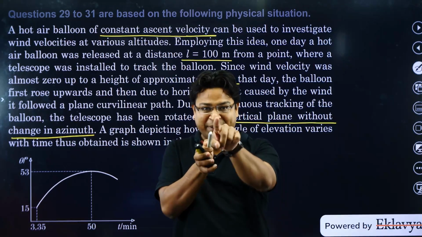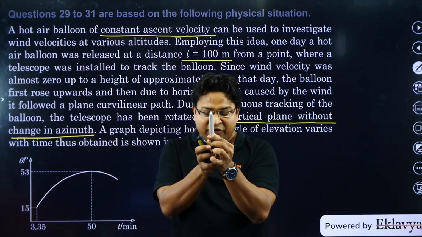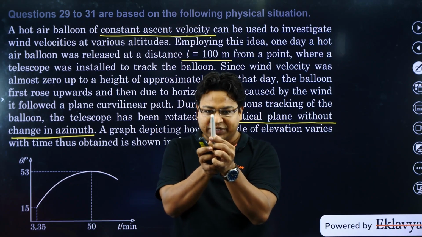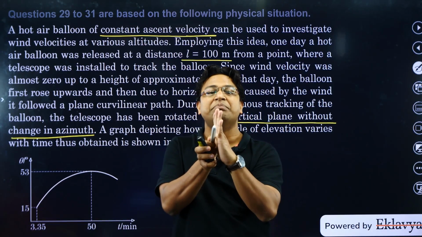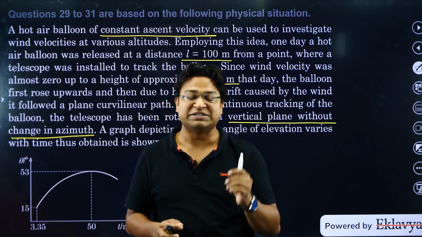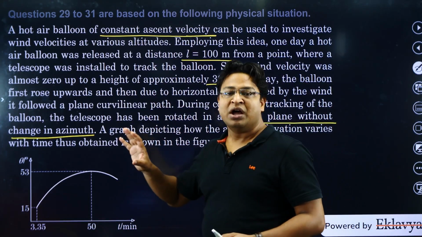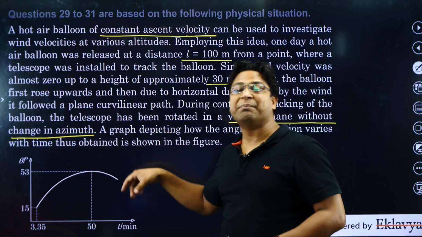Something to which this pen is pointing, that is going vertically up. So this will keep on rotating like this, like this, like this, without rotating sideways. That is what the question wants to say, that it maintains the vertical plane in which the telescope is rotating. That plane is not changing. This is what the line means. And let me also show you what is happening in the physical world.